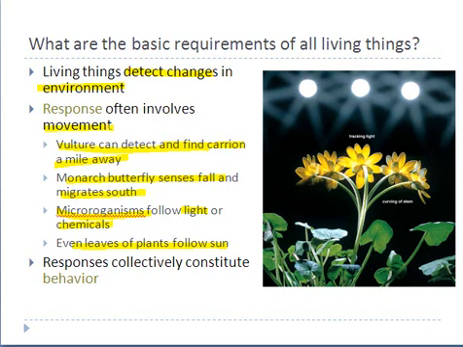These responses collectively are also called the behavior of an organism. Behavior is a pattern that is observed in different organisms over a period of time.